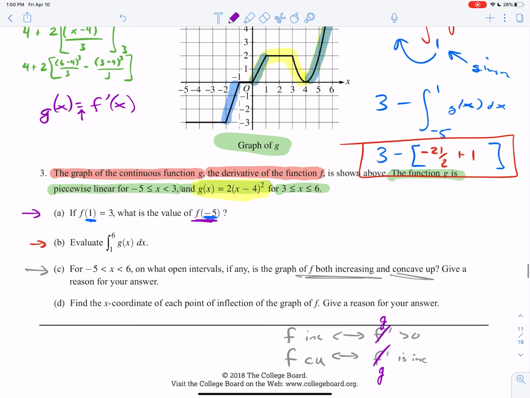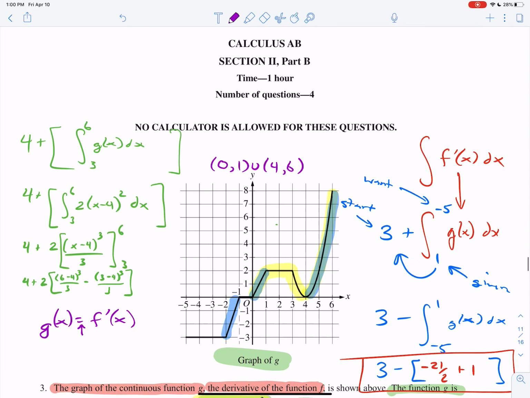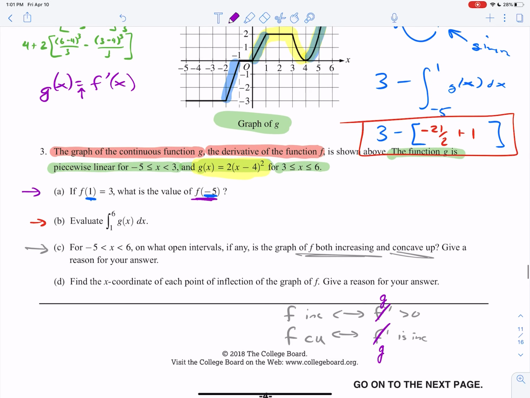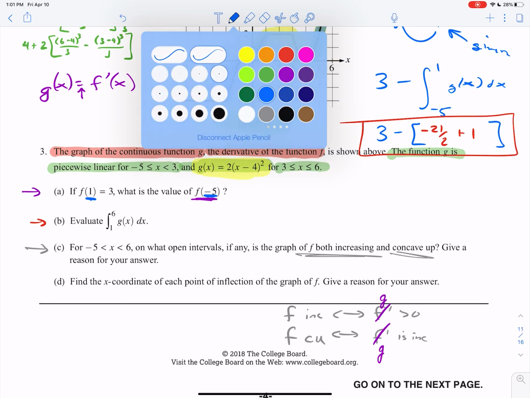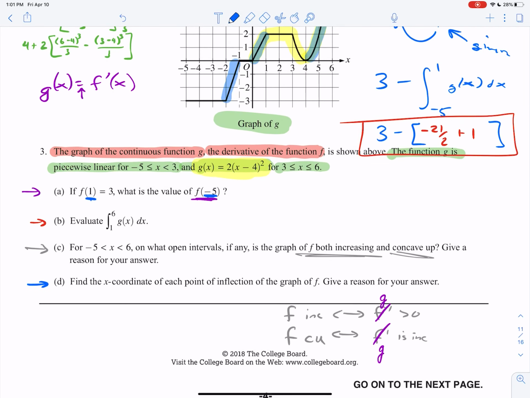And there you have it, okay? How do we know that? We're going to say since g is greater than 0 and g is increasing. Okay? I think the scoring guidelines have the same thing. Yeah, that looks good. They wrote it in a very complicated way, but that's pretty much all you need, okay? Here's part D, last one. Find the x-coordinate of each point of inflection for the graph of f, okay?